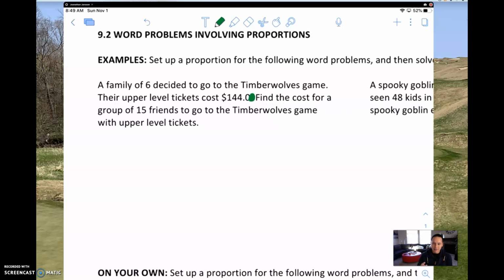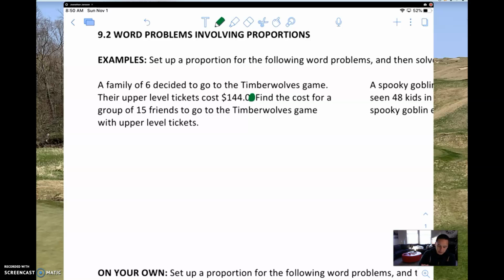So we're going to make a big leap in an assumption here, and we're going to say that all upper level tickets cost the same amount. If you actually search for tickets, they don't all cost the same amount. The ones in the center of the court usually cost more. The ones at the end of the court usually cost less. So we're making the assumption all the upper level tickets are going to cost the same amount.